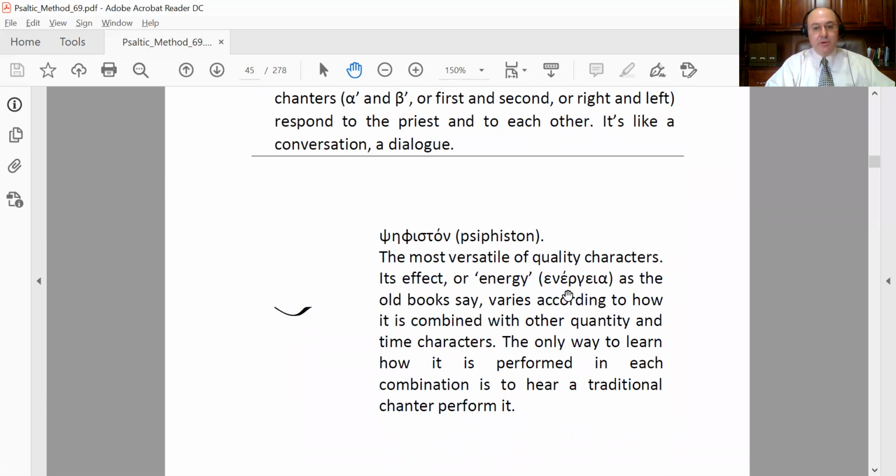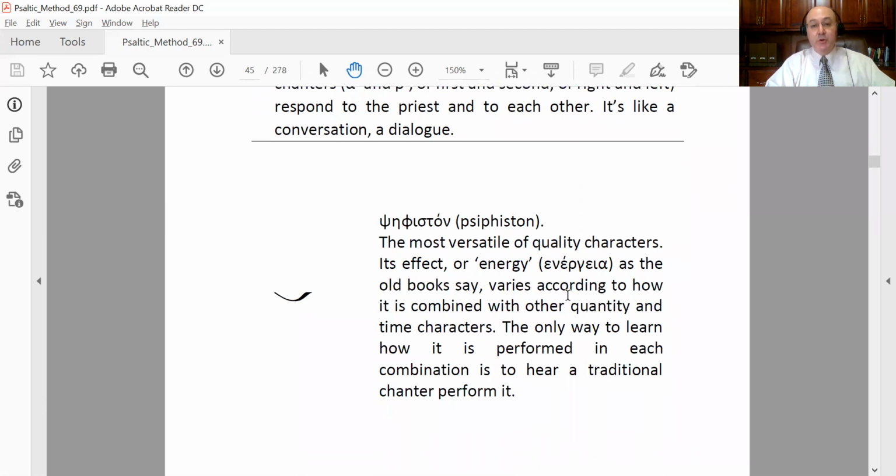The last thing we're going to talk about today is siphiston. Siphiston, just like omalon and varia, belong to the quantity character category. Στην κατηγορία των χαρακτήρων ποσότητος, and it's called siphiston. If you remember the omalon, I showed you one way of performing it. Varia, I showed you two ways of performing it.